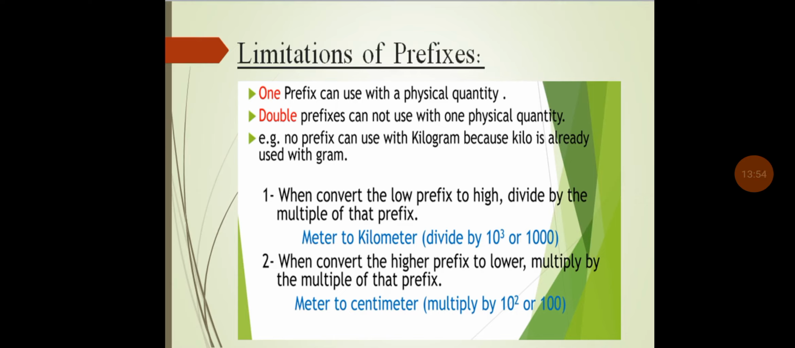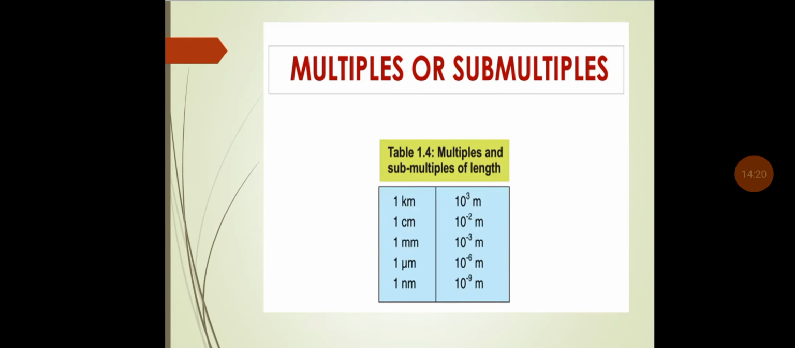When we convert a lower prefix to a higher one, divide by the multiple of that prefix. For example, meter to kilometer: divide by 10 power 3 or 1000. If you want to convert a higher prefix to a lower one, multiply by the multiple of that prefix, for example multiply by 10 power 2 or 100. So, these are the different limitations for prefixes.